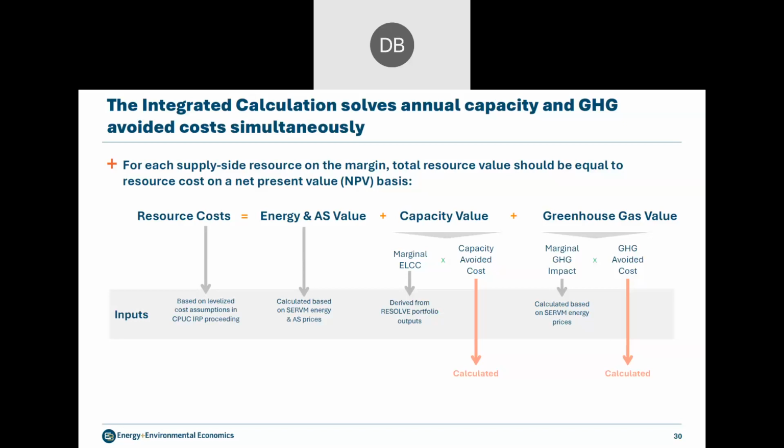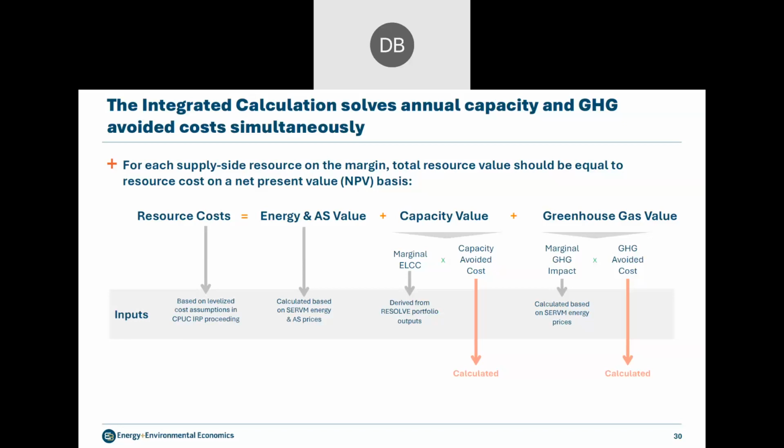The capacity value is equal to the marginal capacity contribution of each resource multiplied by the capacity avoided cost that the integrated calculation will derive. The marginal capacity contribution, or marginal ELCC, is the same as what's being modeled in RESOLVE for the IRP portfolio.